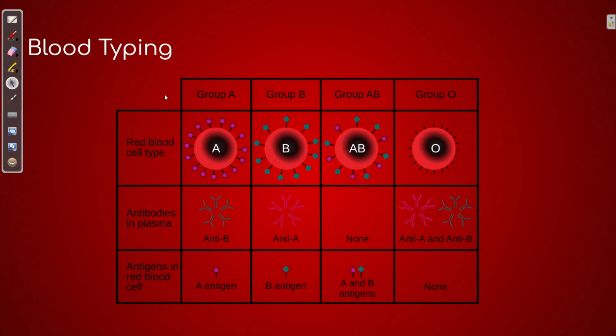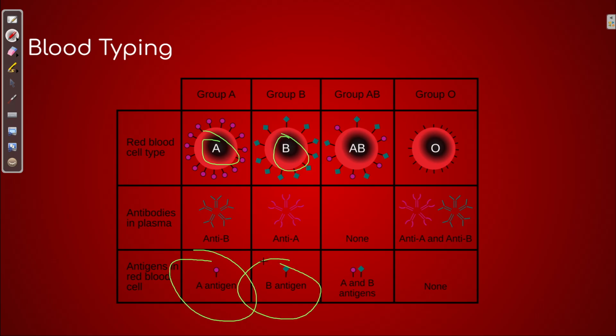So first, starting with blood typing, there are four blood types. There's A, B, AB, and then O. And so each blood type has different antibodies and antigens. As you can see on this chart, a blood type like the blood type A or B will have the same type of antigen in their blood. So an antigen is like an identifying marker for a cell.